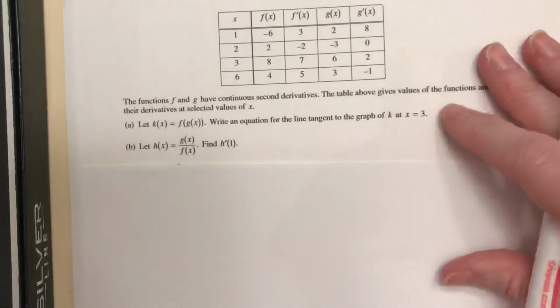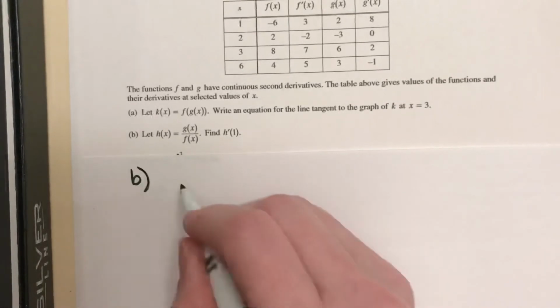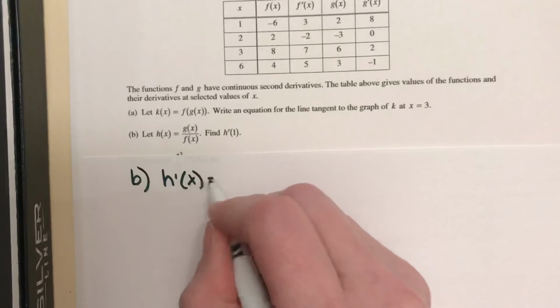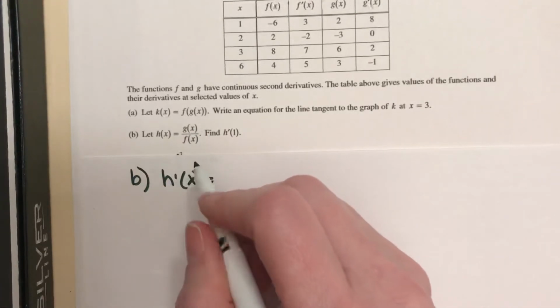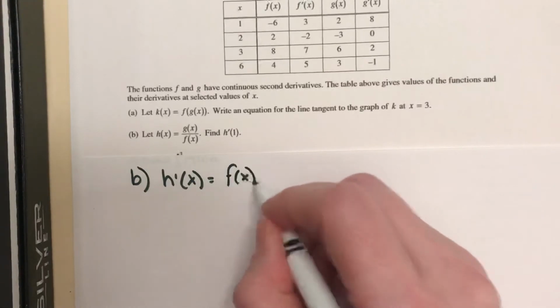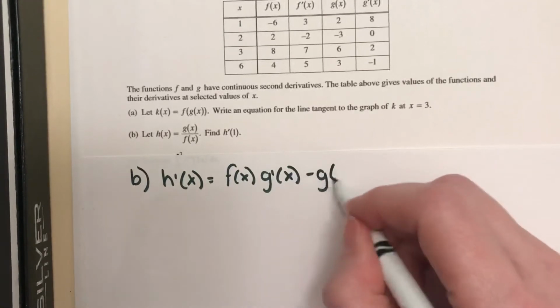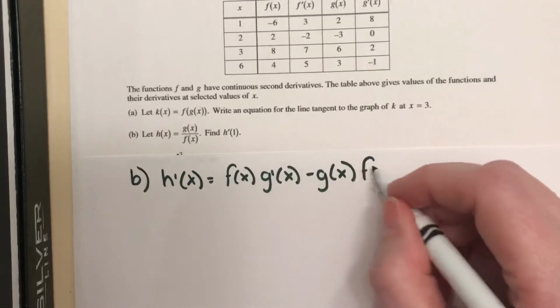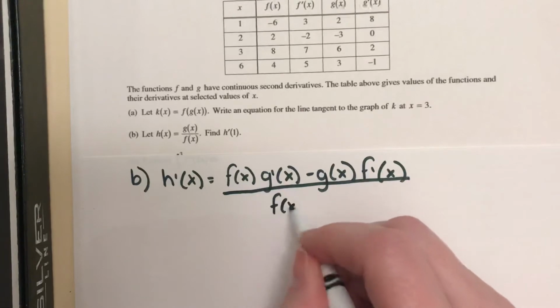Okay, so let's try letter B next. Letter B is very similar. This time we're going to find h prime of 1. In order to take the derivative of this function, this is a quotient, so I'm going to use the quotient rule. Hopefully you remember your quotient rule. It starts with ho d hi. So ho is f of x. D hi is g prime of x. Minus hi, g of x, d ho is f prime of x, all over the bottom squared.